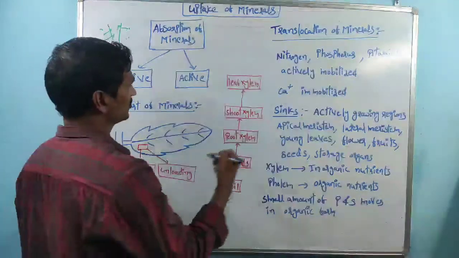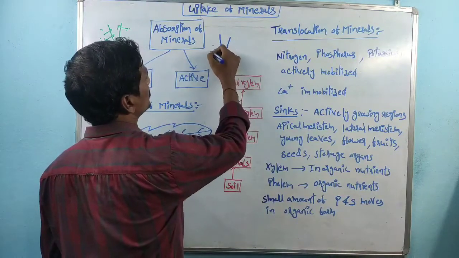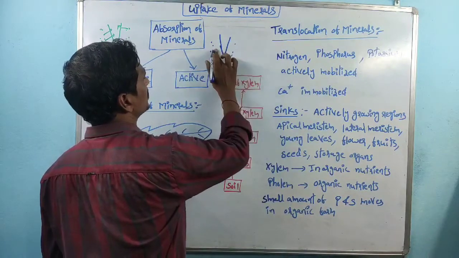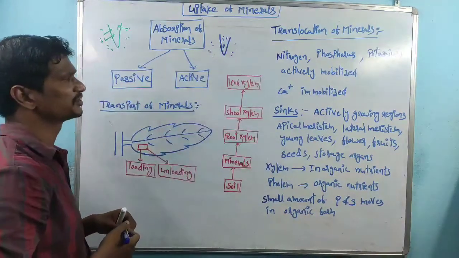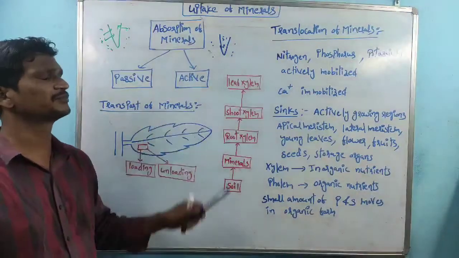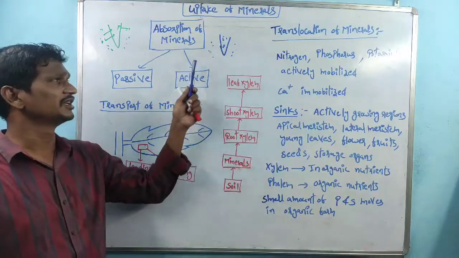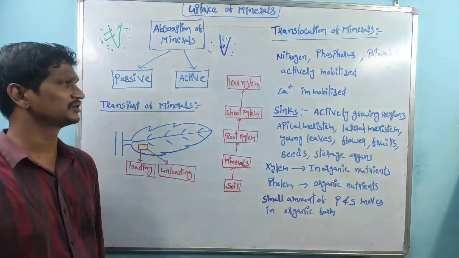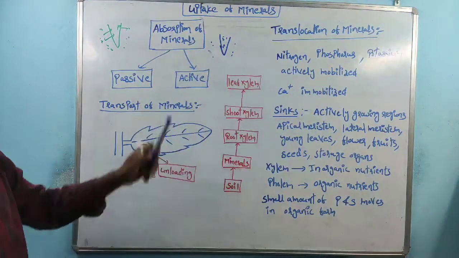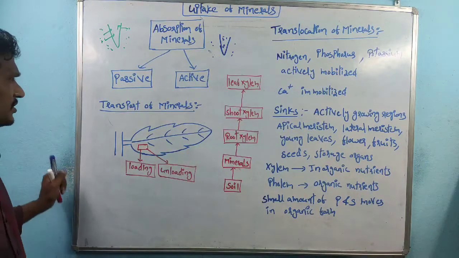And we know about the active absorption process. Here is a plant and this is the root, and here a low concentration of minerals is present, while here a high concentration is present. So by the usage of energy, the minerals are absorbed. Here ATP is utilized. The process is called the active absorption process, right? So that is about the absorption process.